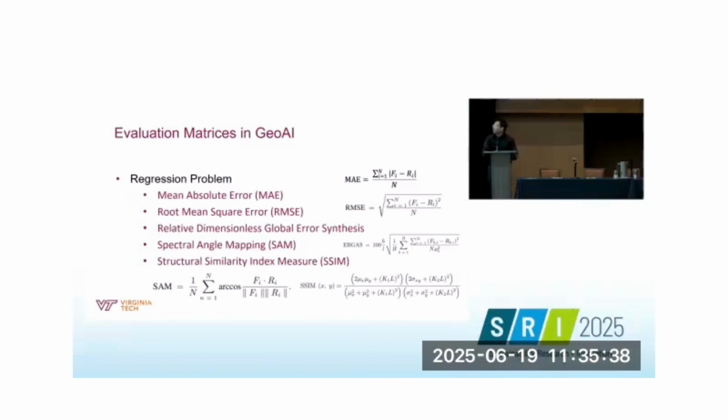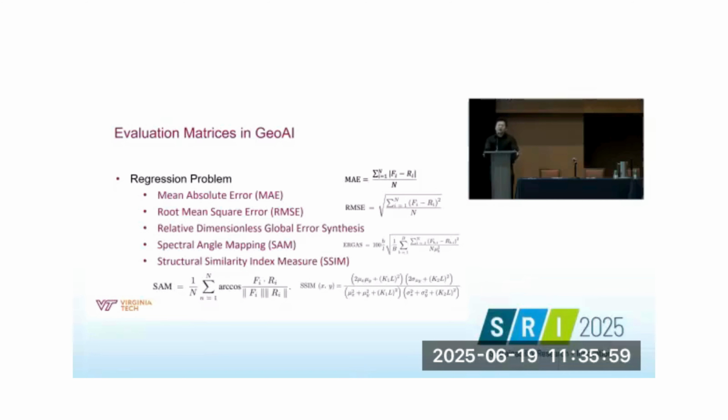If we are looking at a regression model, there are other evaluation metrics. The most straightforward is the mean absolute error. The equation is at the top, and there are a couple of equations. Also the root mean square error, the RMSE, is the most commonly used one.